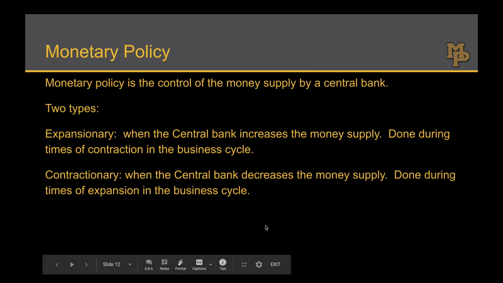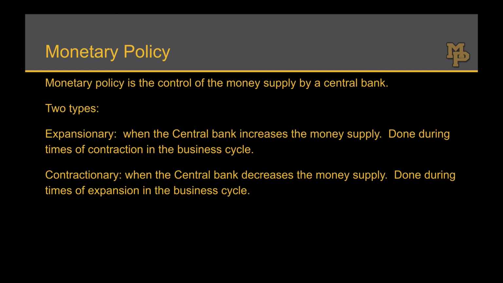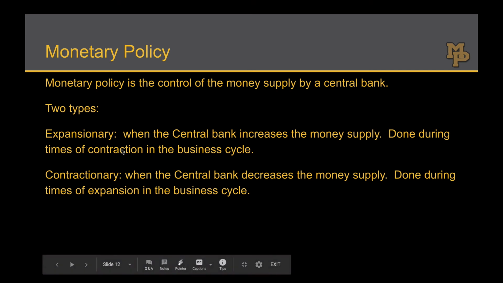All right, so monetary policy is the control of the money supply by a central bank, and there are two types of monetary policy. One is expansionary policy, when the central bank increases the money supply, and that's done during times of contraction in the business cycle. The second type is contractionary policy, when the central bank decreases the money supply. This is done during times of expansion in the business cycle. So expansionary monetary policy varies inversely with the business cycle, just like fiscal policy.